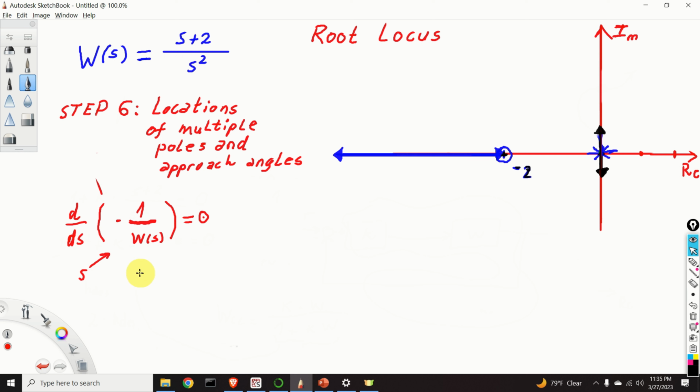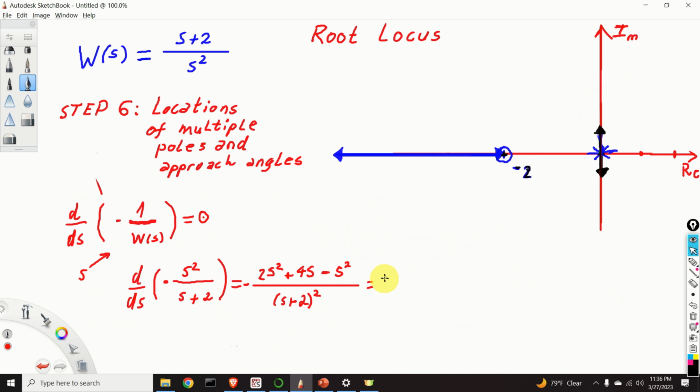Let's see what we have over here. We need to compute the first derivative with respect to s of 1 over w of s, with a minus sign, of course, and we have s squared divided by s plus 2, and that's equal to, and you can verify this formula later on, and keep in mind that I'm skipping a few steps in order to make this video as short as possible, so I'm obtaining this formula: s plus 2 squared, 2s squared plus 4s minus s squared, and this should be equal to 0.